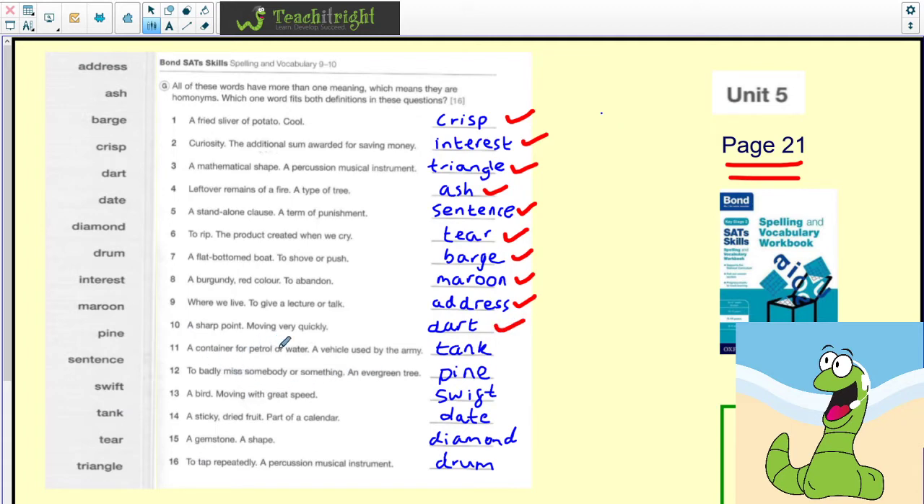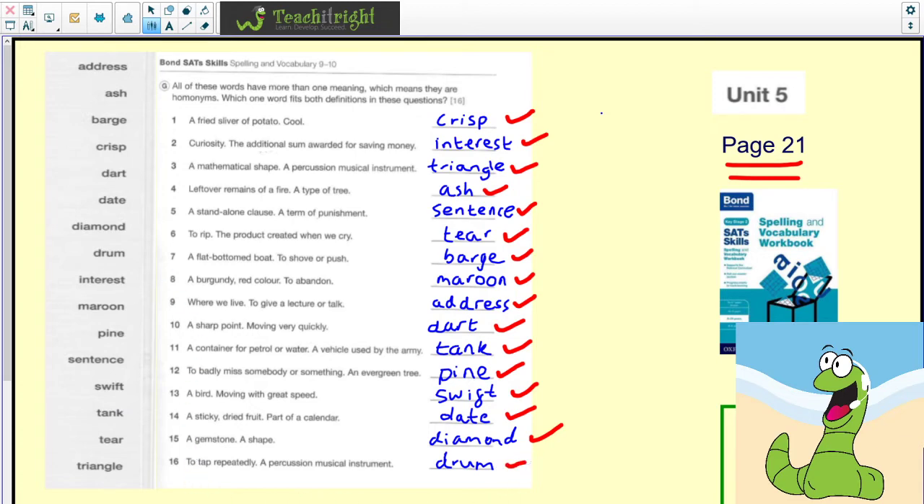A container for petrol or water, a tank, and a vehicle, of course, used by the army is referred to as a tank. To badly miss somebody or something, to pine after them. If you pine after someone, you really want to see them. An evergreen tree, of course, is a pine. A bird, swift, it's a type of bird. To move with great speed, to move swiftly. A sticky dried fruit is referred to as a date. Part of the calendar is the date. Gemstone, and then we've got the shape, a diamond. To tap repeatedly, to drum, and then percussion musical instrument is a drum as well.